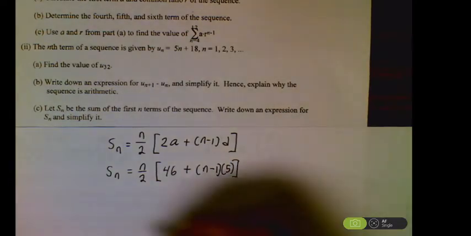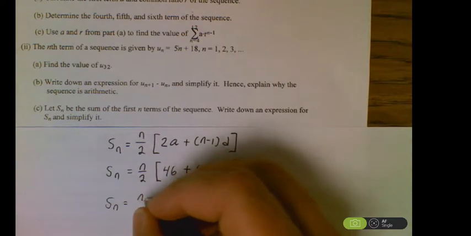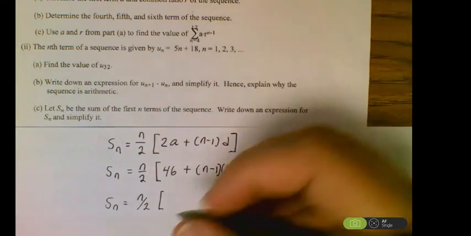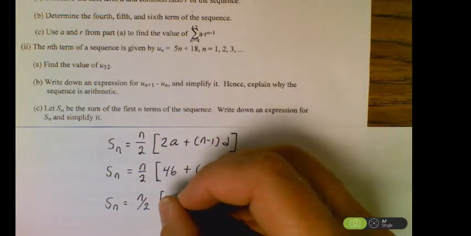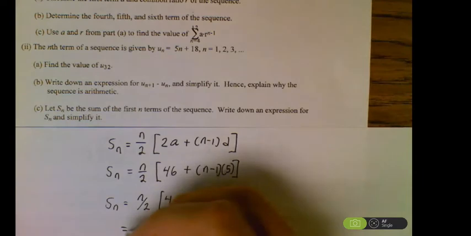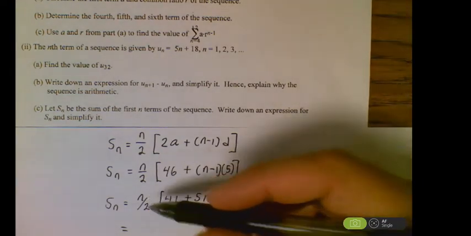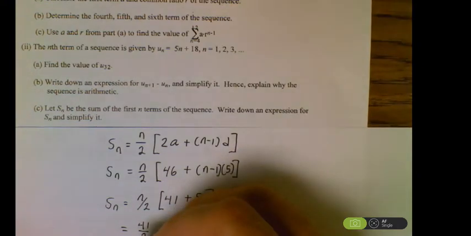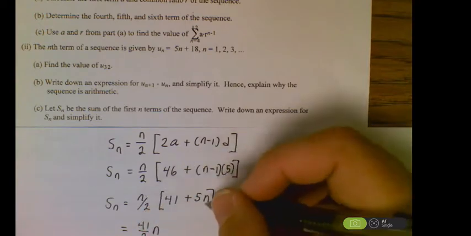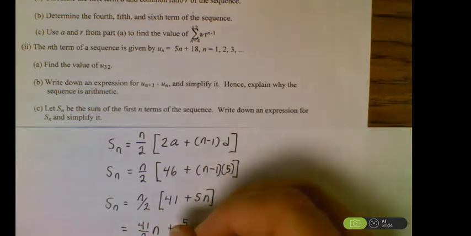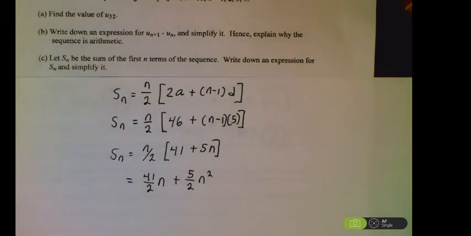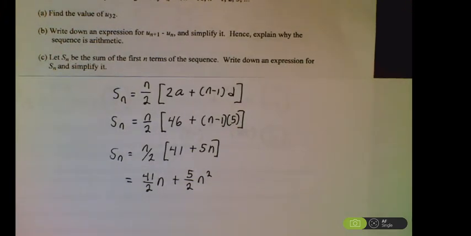And now we're just going to clean that up as best as we can. So right here I have 5n minus 5. The minus 5 and the 46 are going to make 41. Distribute. So 41 over 2n. And then right here, I'm going to have the 5 over 2, and then the n times n, or n squared. So there's an expression we can use. Sorry, I didn't realize I was dropping off the page. So there's an expression that we can use for any sum.